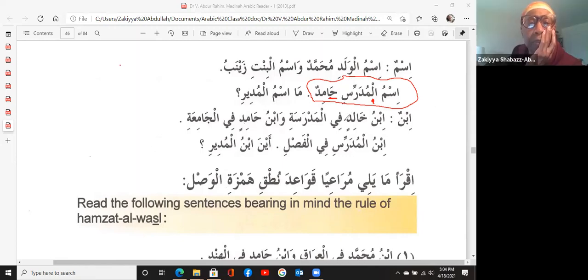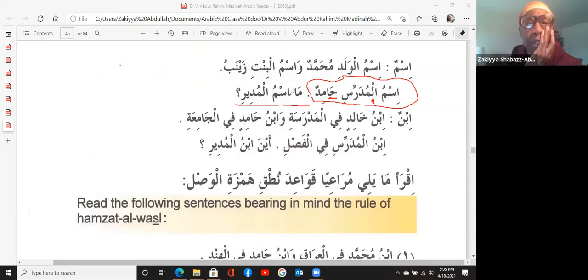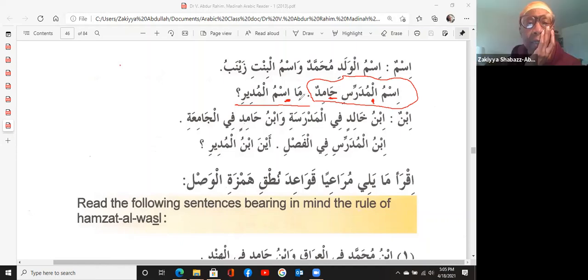Hamid, good. Now, you didn't get a chance to read it in the first part, so now Tanya, read the second part. Ma ismu. And that's what they're trying to show you. Because this here, you're not going to read. There is no vowel there. So it's been dropped. Good. That was dropped. Say it again. I'm going to say Masmul. Good. Mudiri.